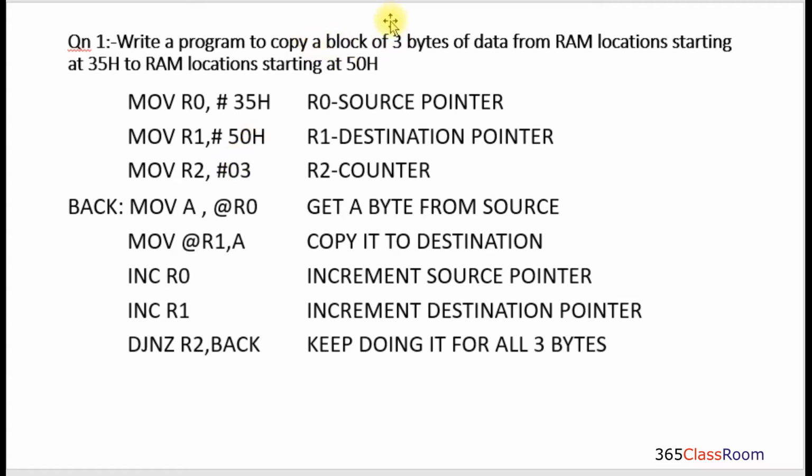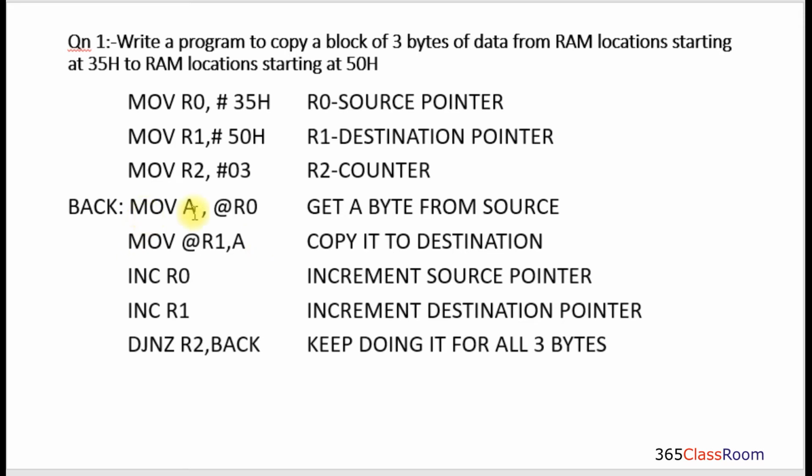Then you have to copy 3 bytes of data. For that you want to initialize a counter. For this I have taken MOV R2, #03. That means R2 will be having the value 03. Here I have not mentioned it as H since this 3 is a decimal value. For decimal values, you don't want to express it with H, the hexadecimal marker.